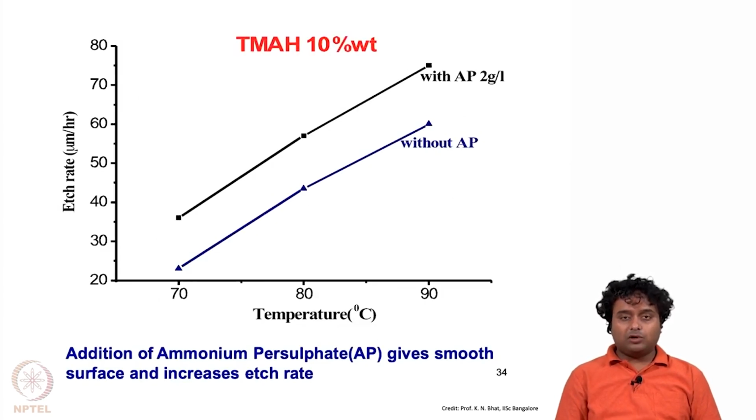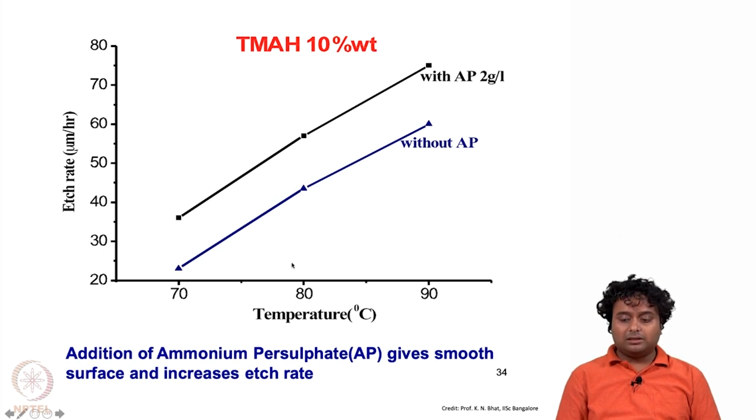Adding ammonium phosphate gives us another control on TMAH etching. If we add 10% of ammonium phosphate in the TMAH solution, then we can see that the etch rate actually increases. Without ammonium phosphate the etch rate is lesser, as you can see from this graph, for all the temperatures like 70, 80 and 90. Whereas when we add ammonium phosphate, we get a higher etch rate.